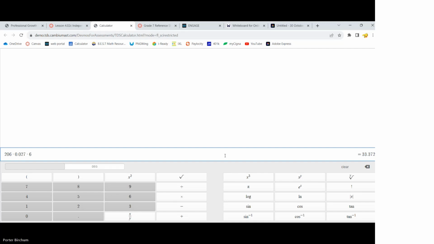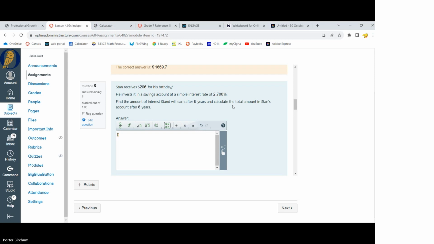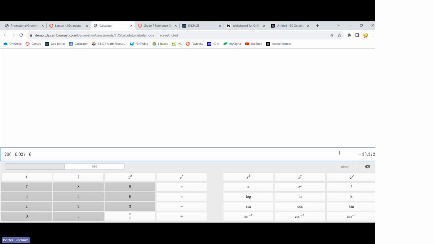33.372. Now remember, the question was asking for not just what's the interest. It asked for what's the interest and what's the total amount. So he has the $206 in his account, and he just got $33.37 in his account from the bank. So let's add these together.